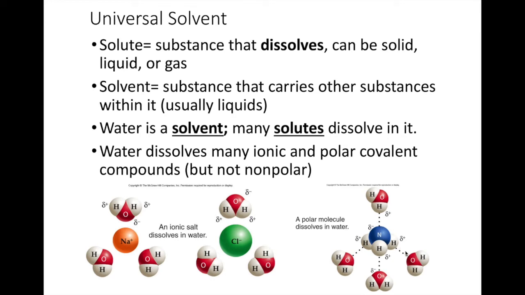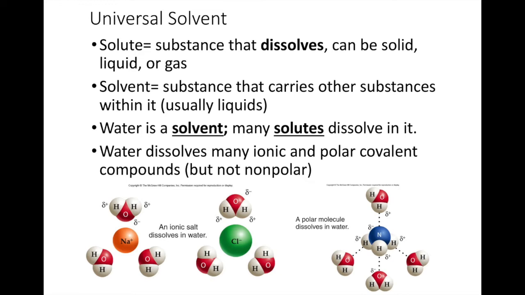Now, the two vocabulary words you need to know: solute is a substance that is dissolving. So salt is a solute. In this case, ammonia would be a solute. Sugar can be a solute. Solvent is the thing that does the dissolving, that makes dissolving possible. So water is a solvent. In some cases, some alcohols can be solvents. Something like acetone, nail polish remover, is also a solvent.